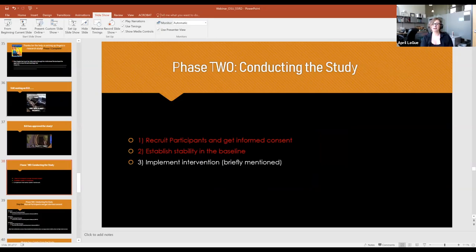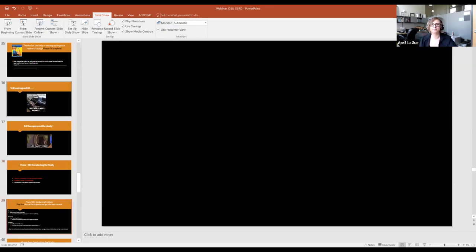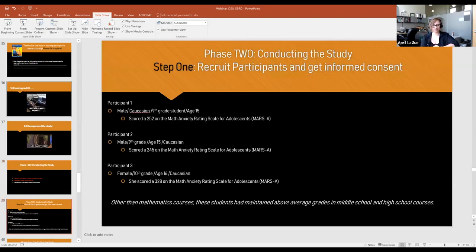So phase two is all about conducting the study. The first two steps, recruiting participants and getting informed consent, and then establishing stability in the baseline. We're going to go over in depth implementing the intervention. We'll just briefly talk about that one, because the intervention is going to be very different for all of you, and because of time too. All right. So conducting the study.